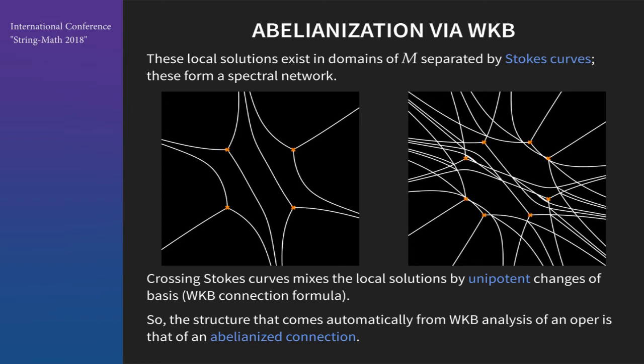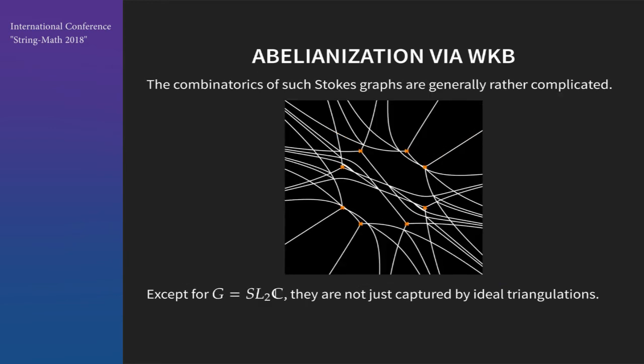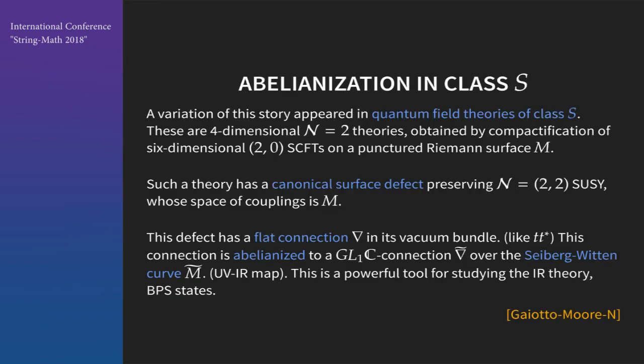So this is the picture for rank 2 for a Schrödinger type equation. This is an example of a picture for rank 3. As you can see, these networks get a little hairy. So the structure is exactly the structure of this Abelianization. For SL2, it's equivalent to the thing I told you about ideal triangulations. In higher rank, it's not captured by ideal triangulations. I don't think it's really known what the corresponding combinatorial description is.